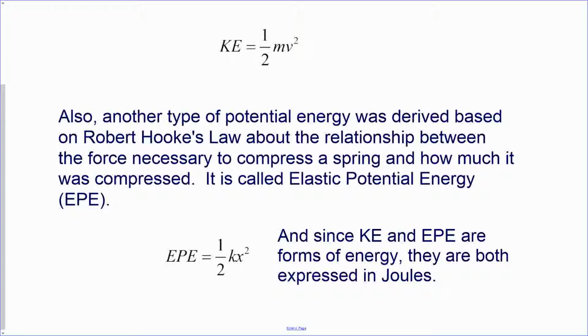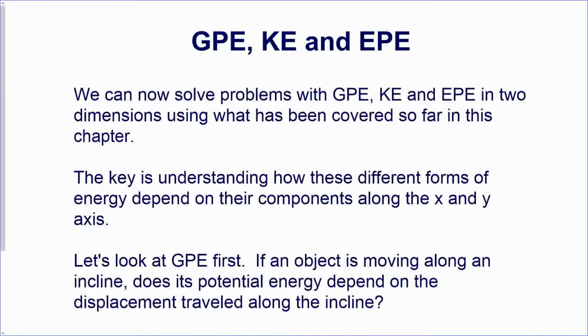Both of these energies, kinetic energy and spring potential energy, are energies and therefore have the units of joules. We can now solve problems with gravitational potential energy, kinetic energy, and spring potential energy in 2 dimensions using what we've covered so far in this chapter. The key is understanding how these different forms of energy depend on their components along the x and y axes.